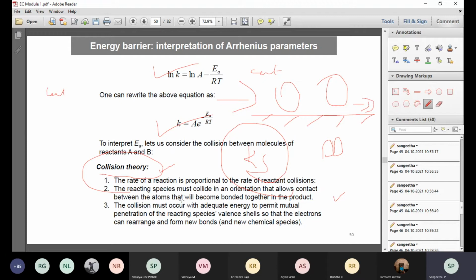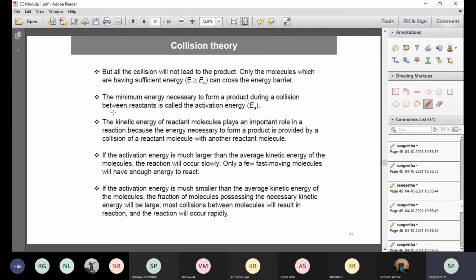Okay, so the rate of the reaction is proportional to the rate of the reactant collisions. So the reacting species must collide in an orientation that allows contact with the atoms that will become bonded together in the product. The collision must occur with adequate energy E to permit mutual penetration of the reactant species' valence shell so that the electrons can rearrange in order to form some new bonds. So that possibility is also there. But all the collisions will not lead to the product. Only the molecules which have the sufficient energy that can cross the energy barrier. So these are the conditions to be noted.